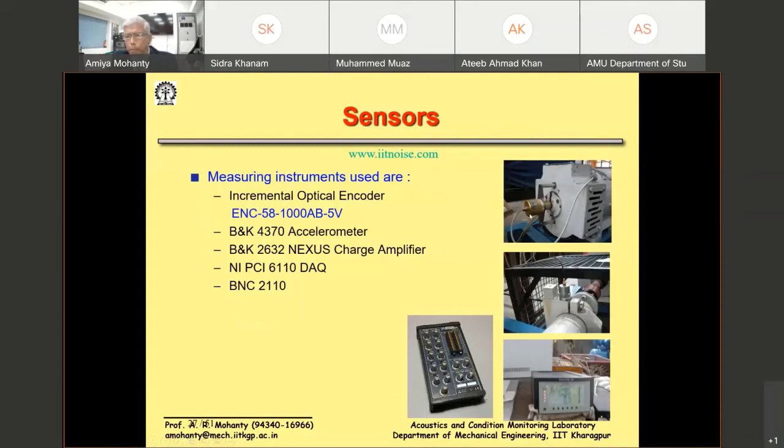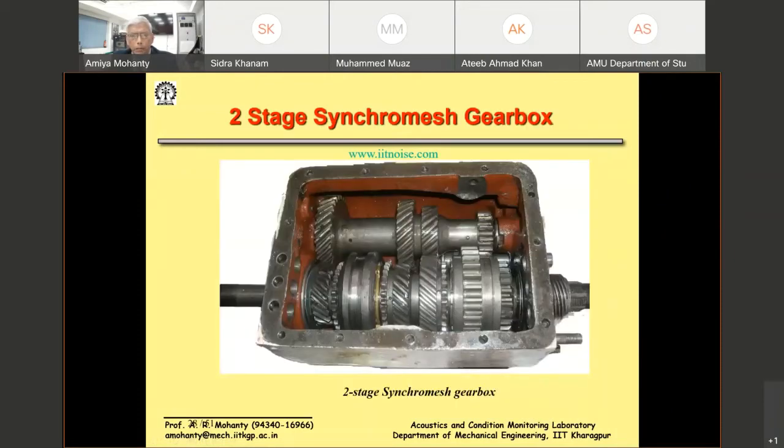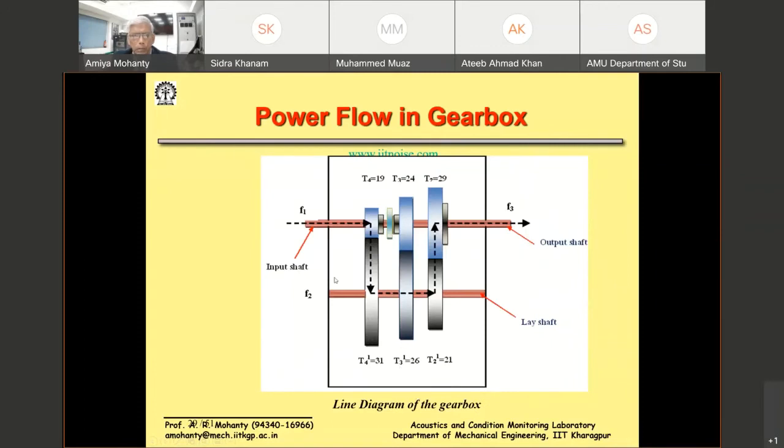It's a better view of the sensor, the optical encoder. And just for comparison, we also measure the vibration using an accelerometer, and this is the data acquisition front end. This is just a view of the gearbox, where we could see faults in the lay shaft of the gearbox. And this is the input shaft at a certain frequency and the output shaft. Output shaft is connected to the encoder.